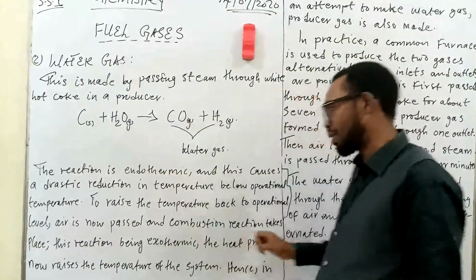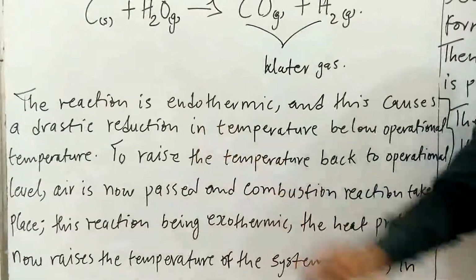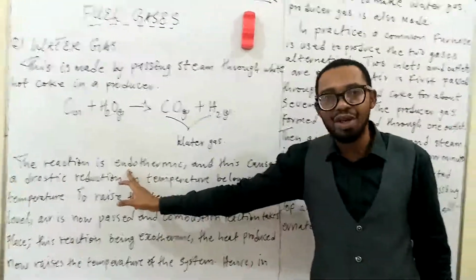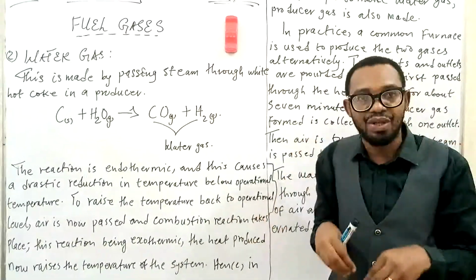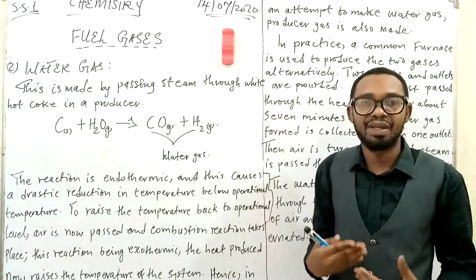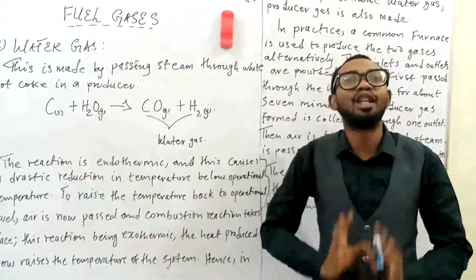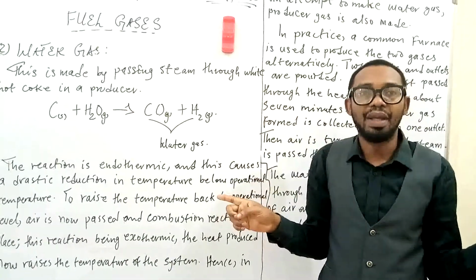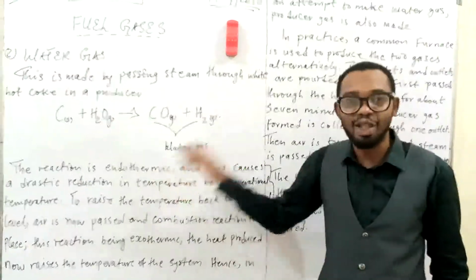Now, the reaction is exothermic. What's exothermic? When we get to SS2, we'll dwell more on exothermic and endothermic reactions. An endothermic reaction is a reaction wherein heat is absorbed from the surroundings into the system to enable the reaction to proceed or take place, whereas an exothermic reaction is a process wherein heat is liberated or given out from the system into the surroundings. There are two types of reaction. For every endothermic reaction, the heat change is positive.